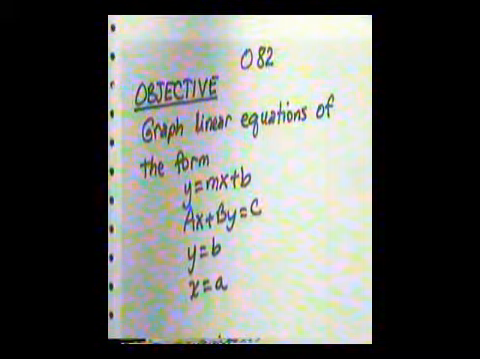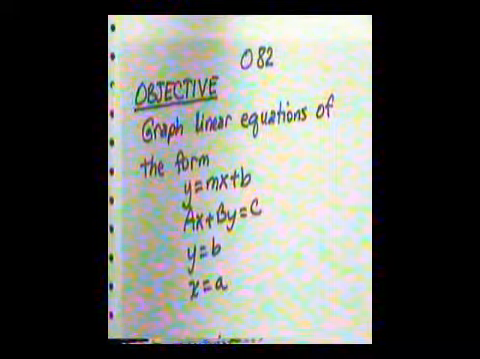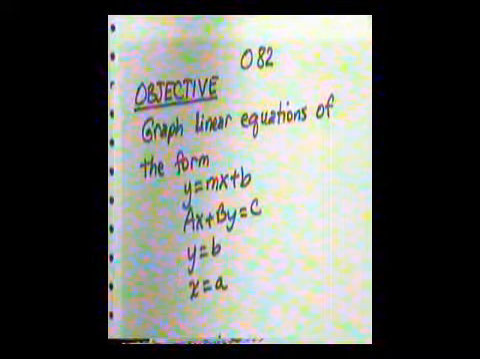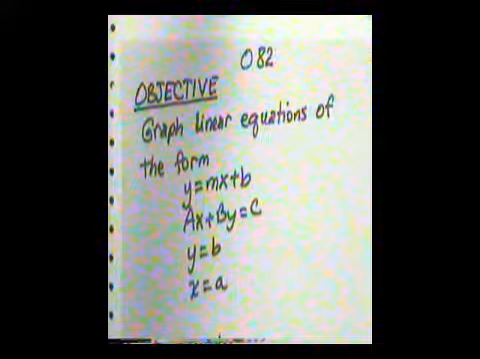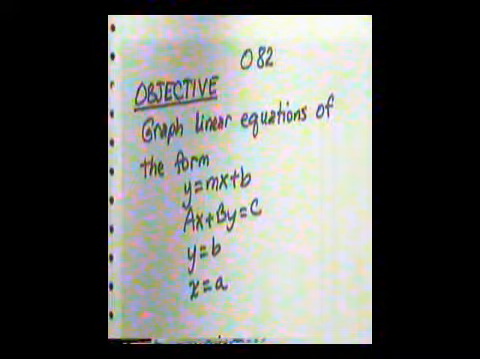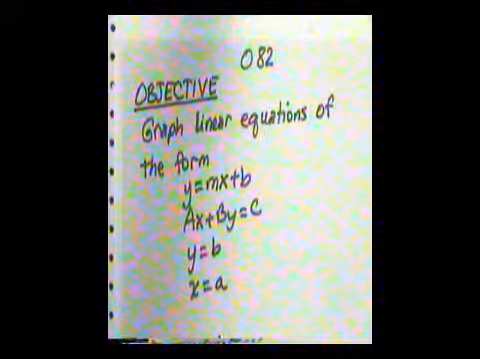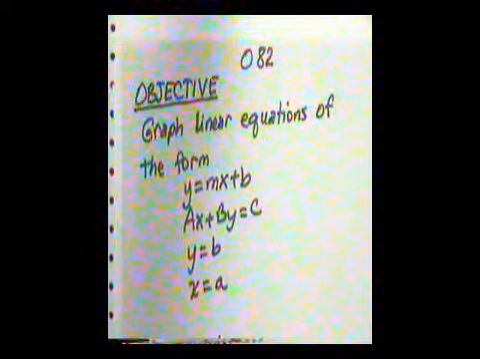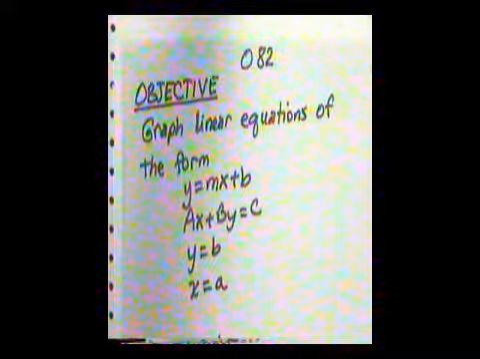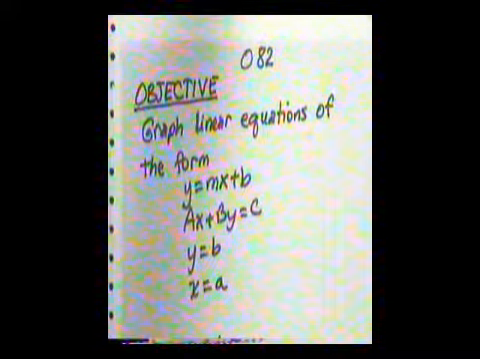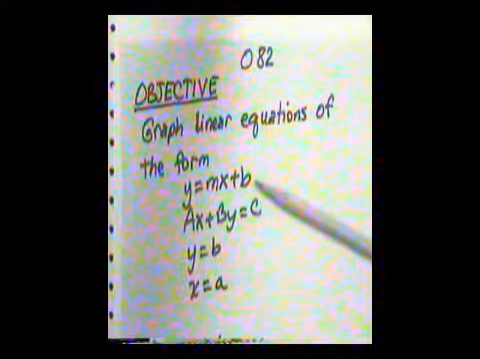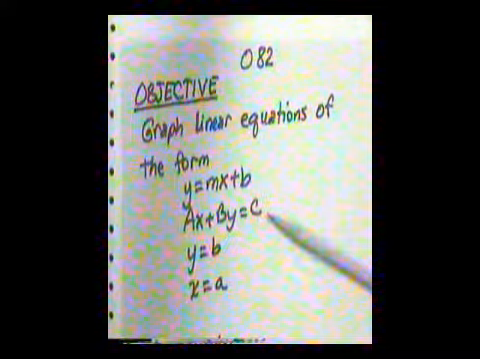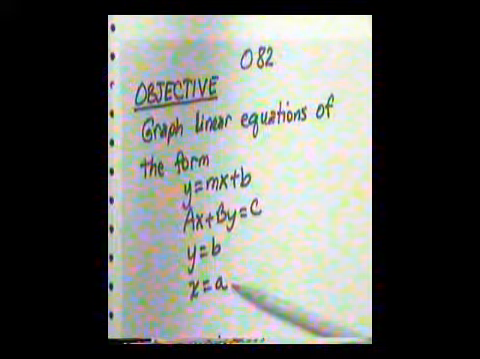We have one objective on this unit, but it has 4 parts. Graph linear equations of the form y equals mx plus b, ax plus by equals c, y equals b, x equals a. So we'll be looking at linear equations in 4 forms: y equals mx plus b, ax plus by equals c, y equals b, and x equals a.